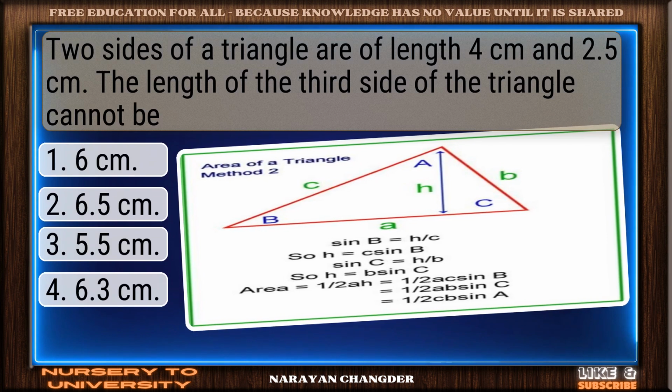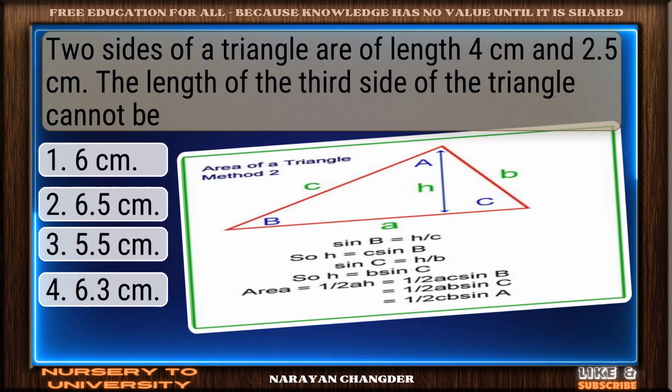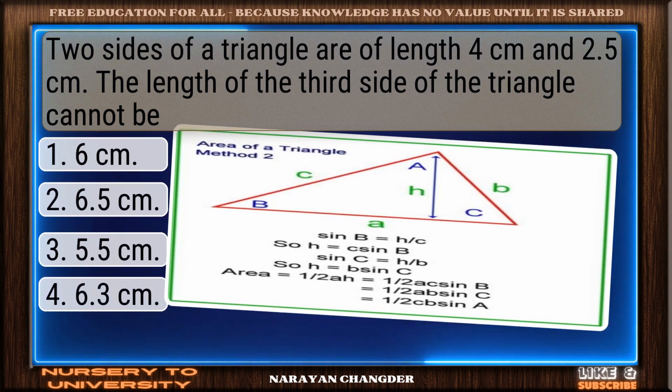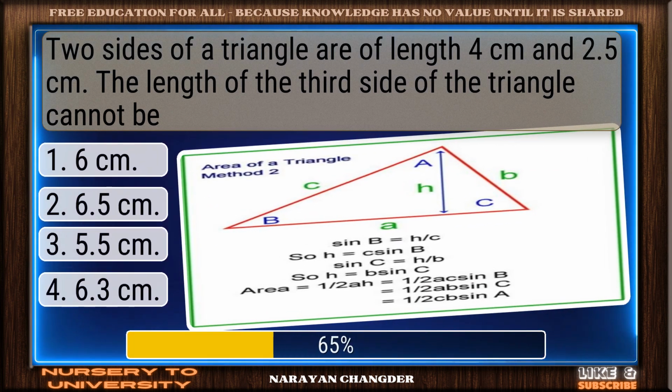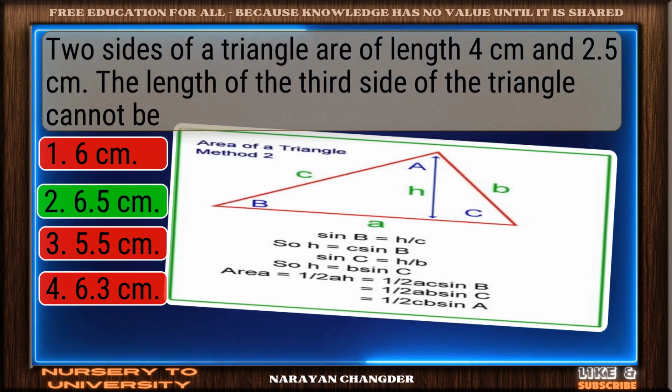Question number 19. Two sides of a triangle are of length 4 cm and 2.5 cm. The length of the third side of the triangle cannot be. Strong choice. 6.5 cm is the right answer.